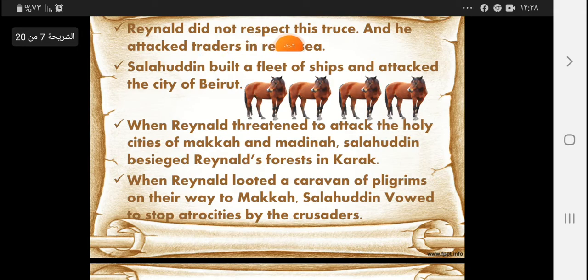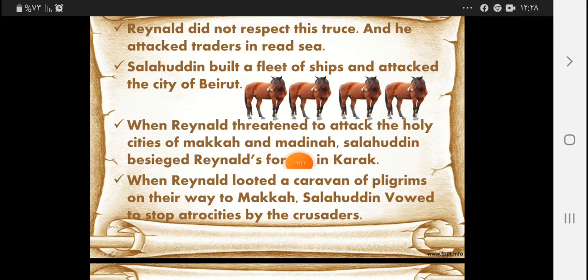Reynold did not respect this truce, and he attacked the traders in the Red Sea. Near the Red Sea, Salah ad-Din built a fleet of ships and attacked the city of Beirut as a reaction for what Reynold did. When Reynold threatened to attack the holy cities of Mecca and Medina, Salah ad-Din besieged Reynold's fortress in Al-Karak. He besieged his city and did not allow anyone to go inside it or get out of it. When Reynold looted a caravan of pilgrims on their way to Mecca, also Salah ad-Din vowed to stop atrocities by the Crusaders.